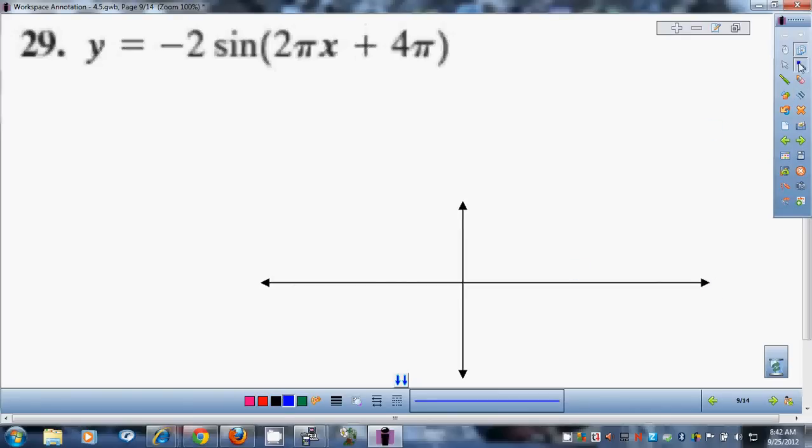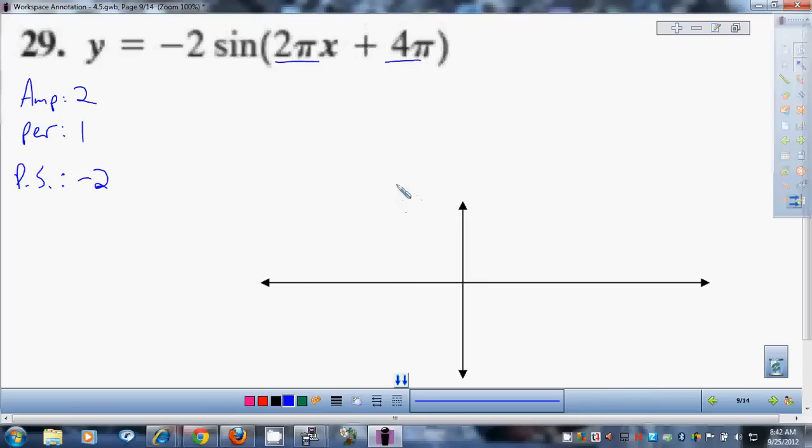Okay. First off, what is my amplitude? 2. Very good. What is my period? Very good. 2 pi divided by 2 pi is 1. And what is my phase shift? Negative c over b. Negative 2. Very good. Negative c over b. Negative 4 pi over 2 pi is negative 2.